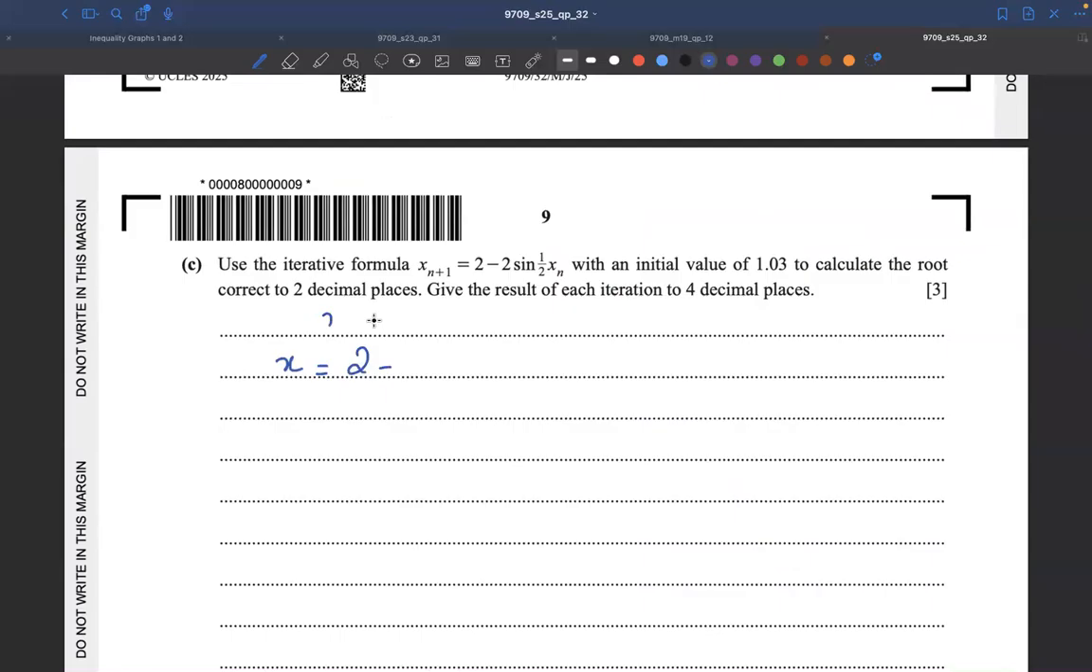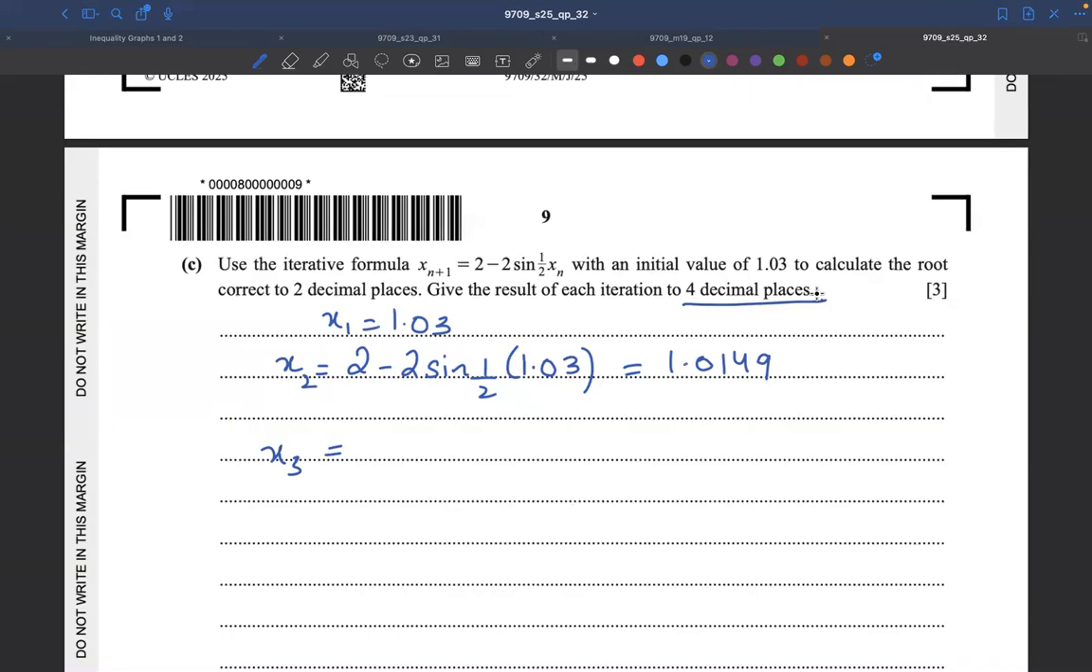We know that is 1.03. So that will be 2 minus 2 sine of half into 1.03. Now substituting this in the calculator, we'll get 2 minus 2 sine of 1 upon 2 multiplied by 1.03, close the bracket, and the first answer is coming out as 1.0149. And now we'll substitute this back again into the equation, and we have to give all of our iterations to 4 decimal places.